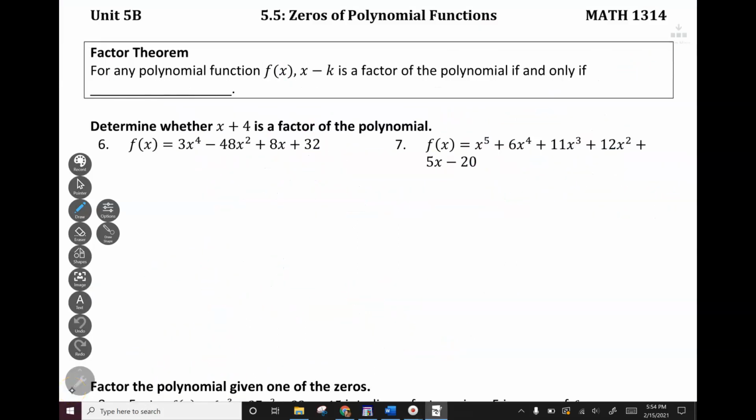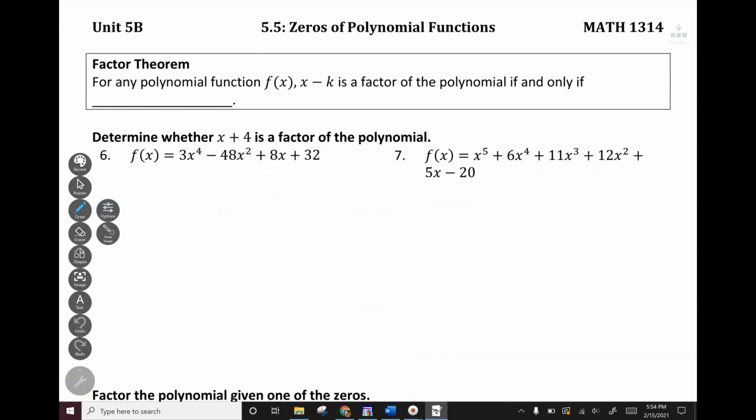All right, page 2 of 5.5. We are looking at what's called the factor theorem. This says for any polynomial function f of x, x minus k is a factor of the polynomial if and only if f of k equals 0. So that's a common theme here.